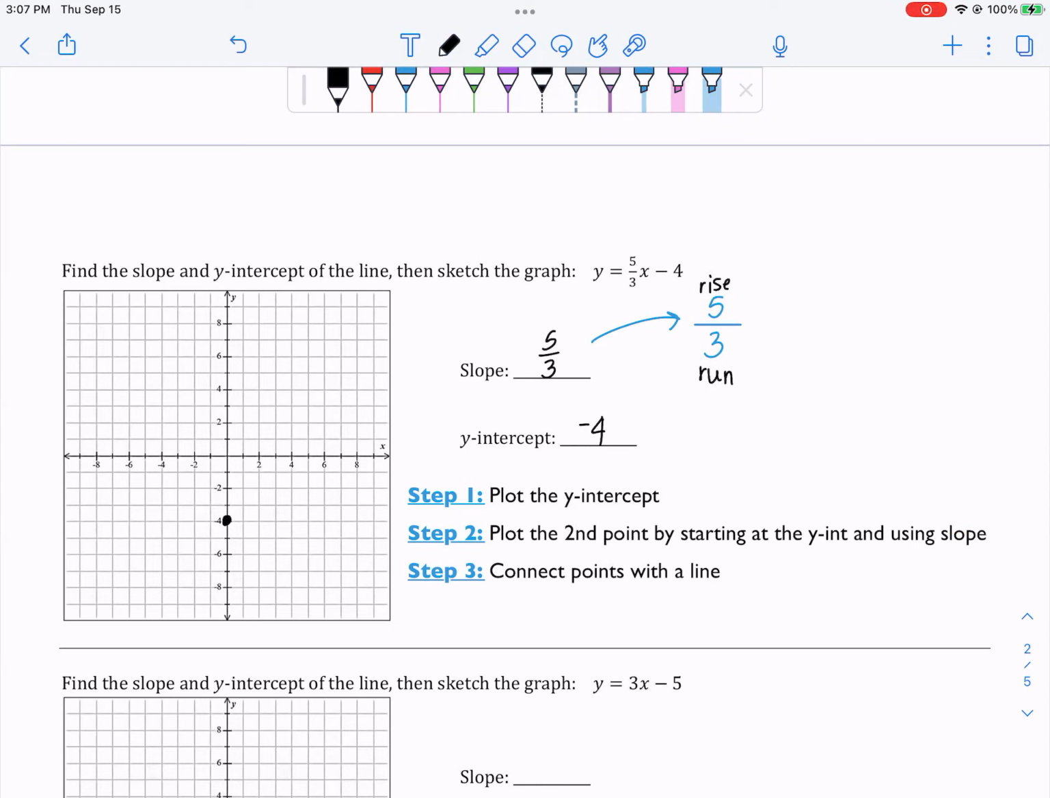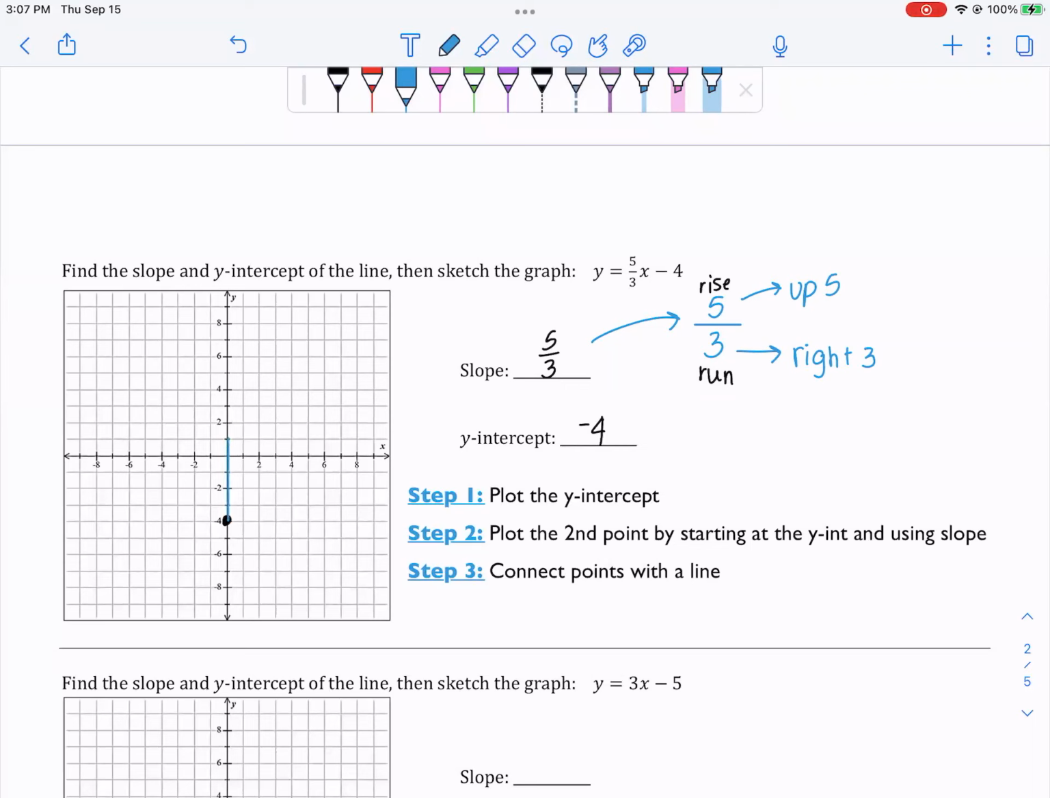Run is always going to be going to the right, right? Run is always right. So we're going to go right 3, and then the rise is going to be either positive or negative, depending on whatever equation you're looking at. But if rise is negative, you're going to go down, and if rise is positive, you're going to go up. So we're going to go up 5. Up 5, right 3, plot another point.